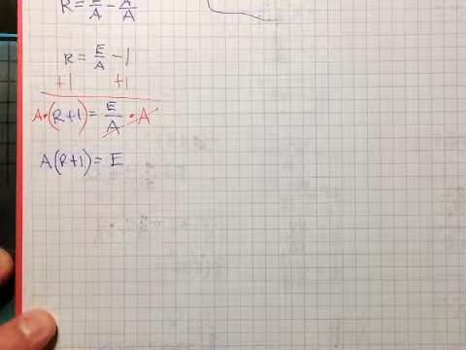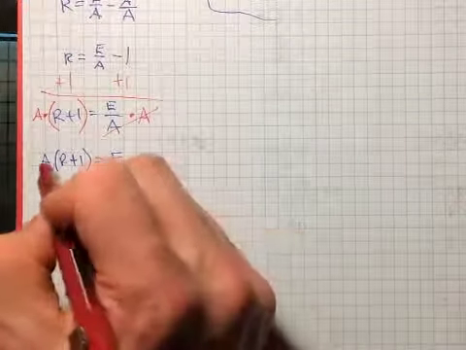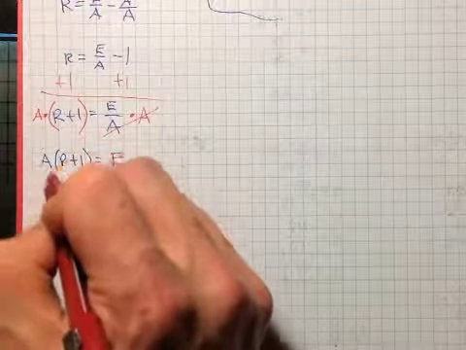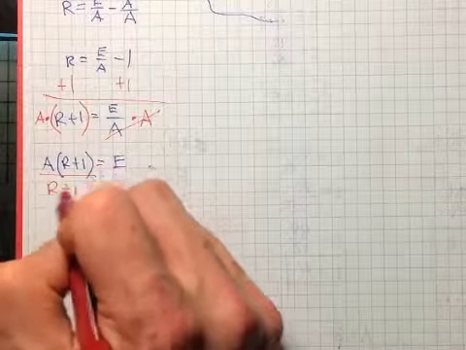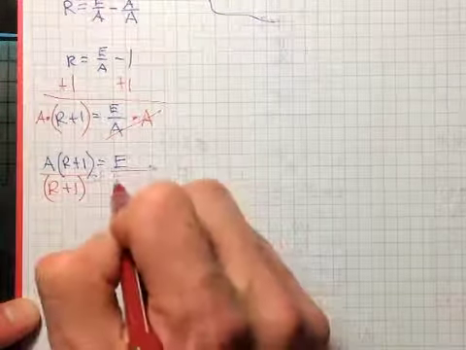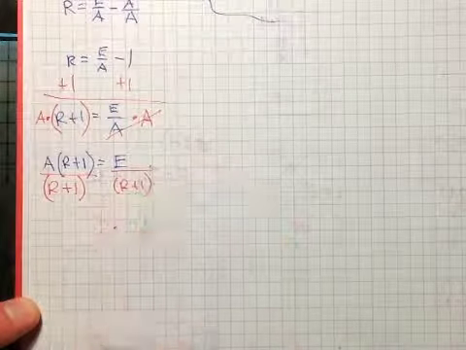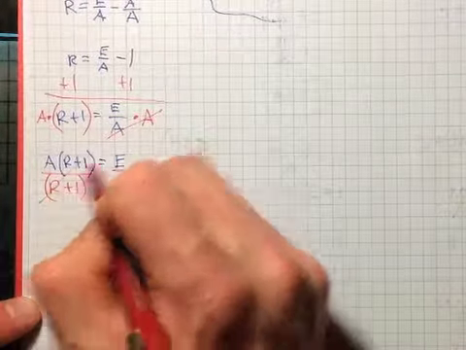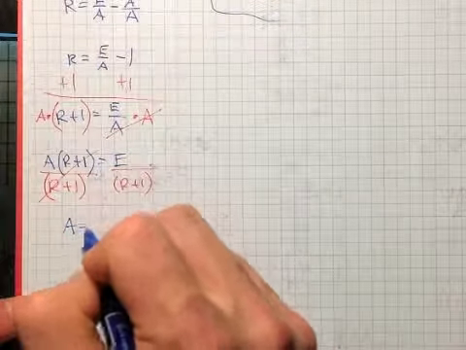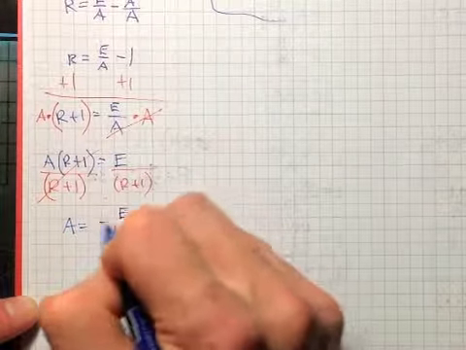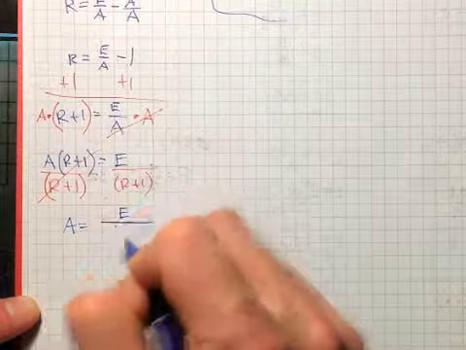One last step. Do you see what it is? We want to solve for A. So we need to get this whole R plus 1 bit to the other side. The R plus 1 is grouped together. We can move it over to the other side as a group, dividing by R plus 1. So the R plus 1 in parentheses cancels out. And we are left with A equals E divided by R plus 1.